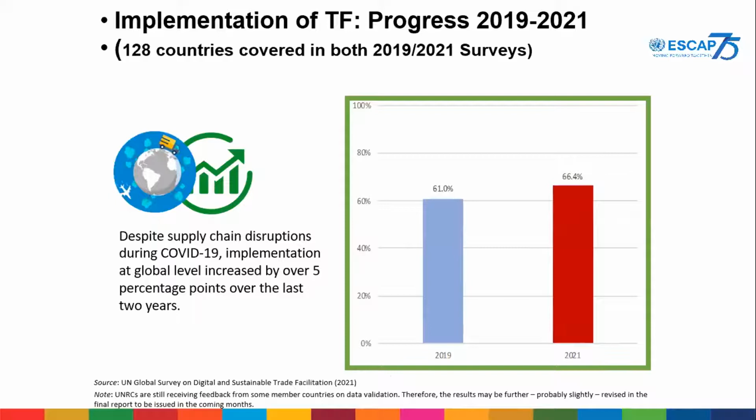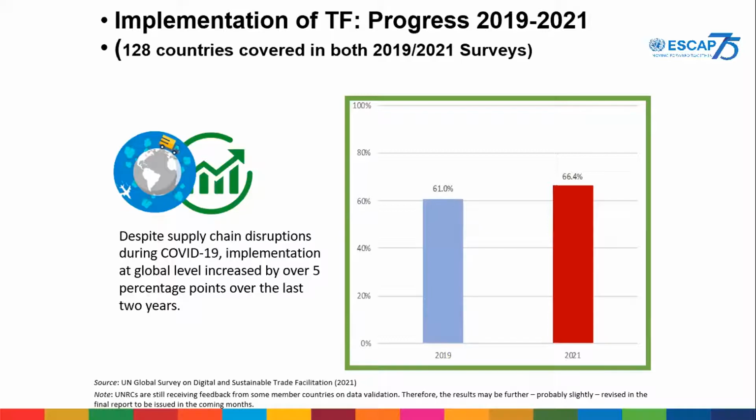So as you can see, the implementation of trade facilitation measures has increased by over 5 percentage points over the last 2 years. This is very encouraging because there were supply chain disruptions during COVID-19 and the surge of international shipping costs has been felt in every corner of the world.